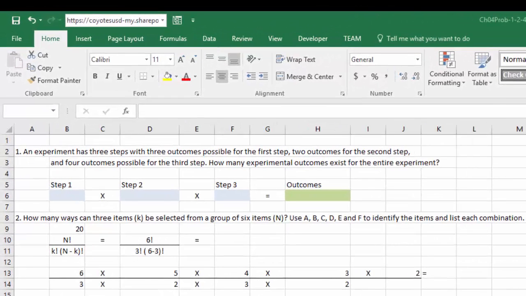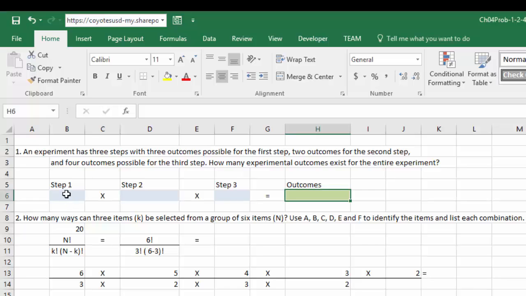For example, if we look at the first question here, an experiment has 3 steps with 3 outcomes possible for the first step, 2 outcomes for the second step, and 4 outcomes possible for the third step. How many experimental outcomes exist for the entire experiment? Well, this is pretty straightforward. So we have it laid out nicely here.